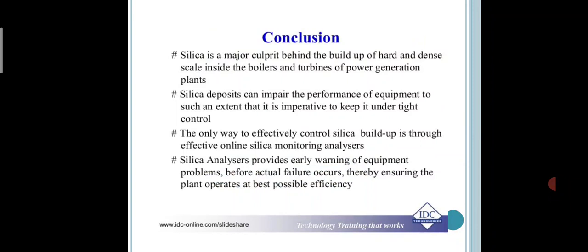Next, we go for the conclusion. Silica is a major culprit behind the buildup of hard and dense scale inside the boilers and turbines of power generation plants. The silica deposit can impair the performance of equipment to such an extent that it is imperative to keep it under tight control. The only way to effectively control silica buildup is through effective online silica monitoring analyzers. The silica analyzers provide early warning of equipment problems before actual failure occurs, thereby ensuring the plant operates at the best possible efficiency.